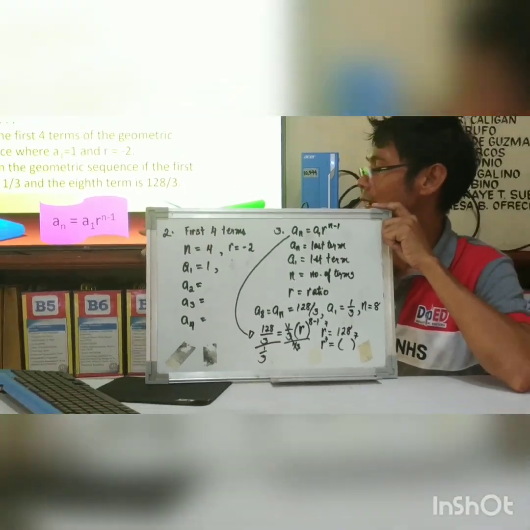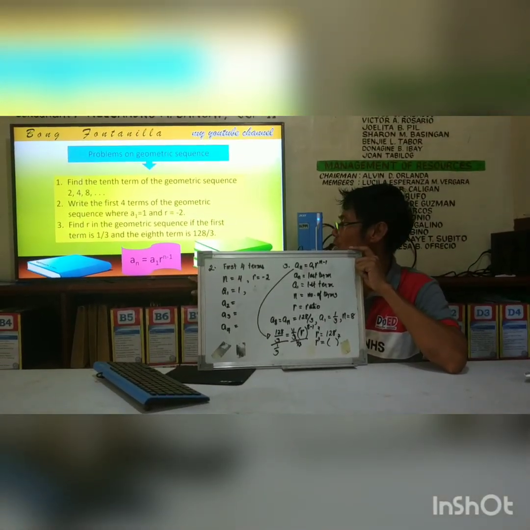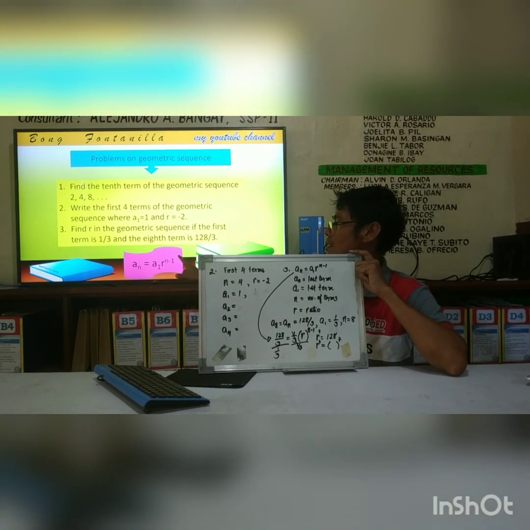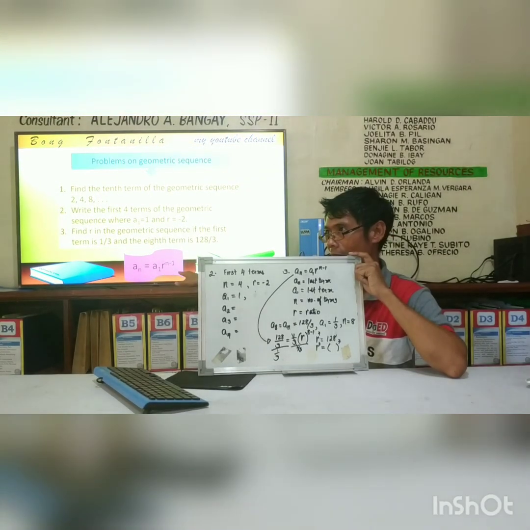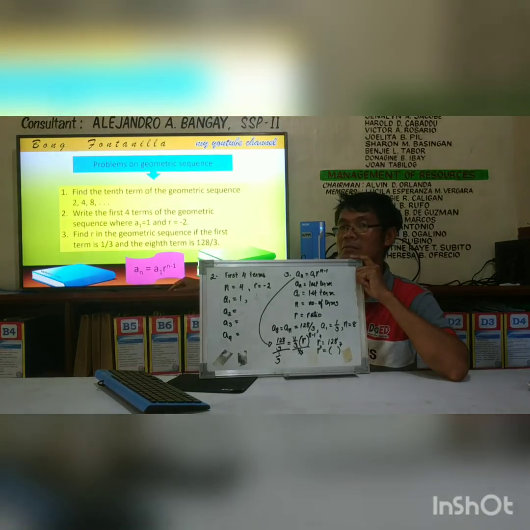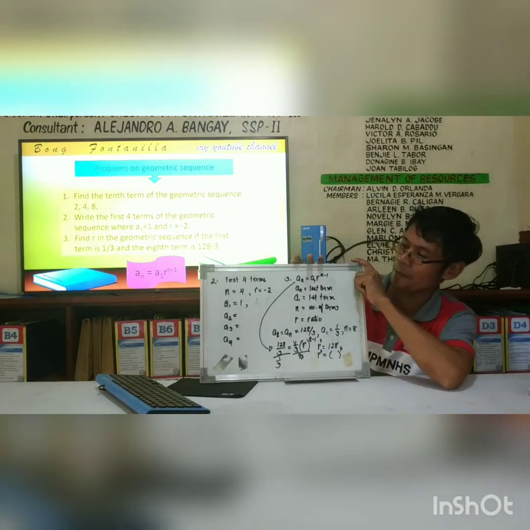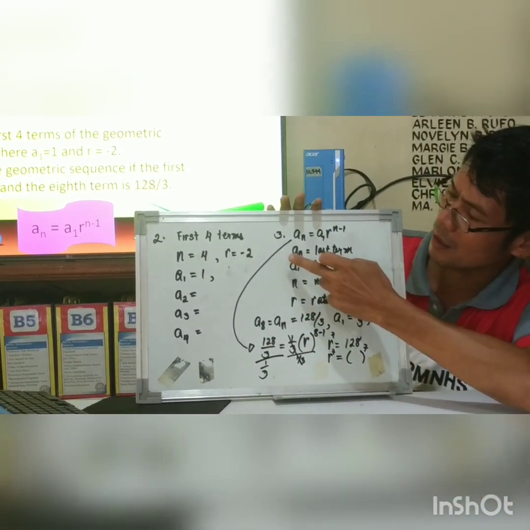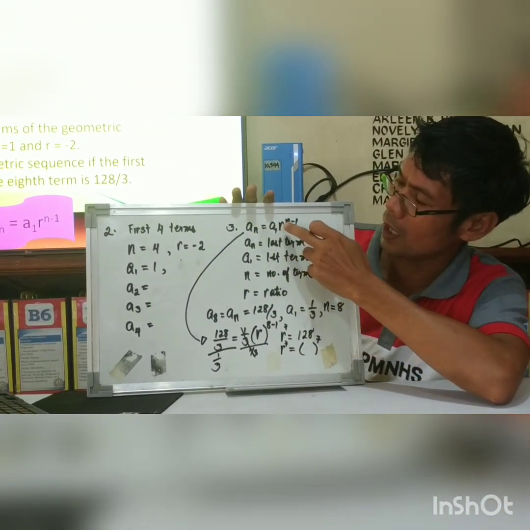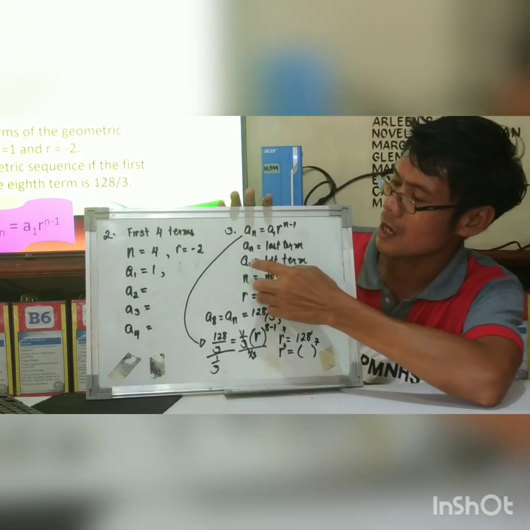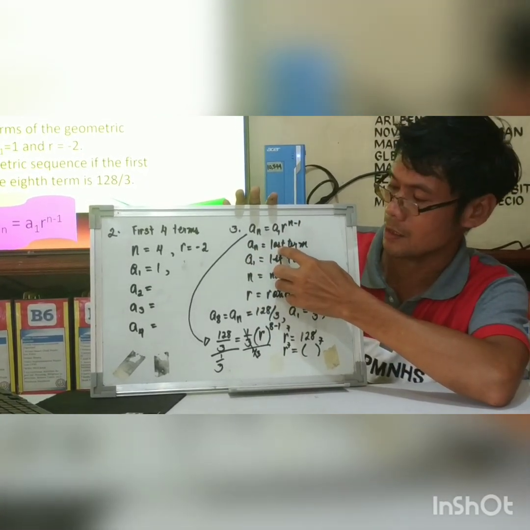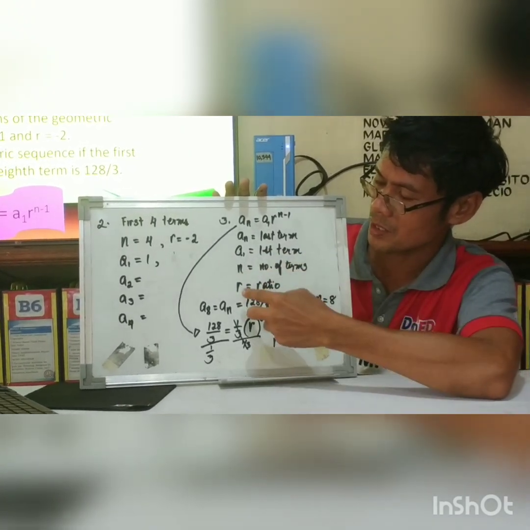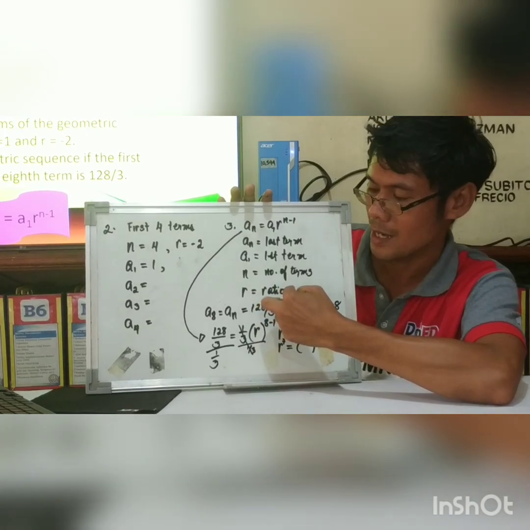So by the way, I would like to remind you that the formula for geometric sequence we have there, a sub n is equal to a sub 1 times r raised to n minus 1. So that's the formula. So from the formula, our n there is the number of terms. There. A sub n is equal to a sub 1 times r raised to n minus 1. Our a sub n is usually the last term. A sub 1 is the first term. Then n is the number of terms. And of course, our r is the common ratio.